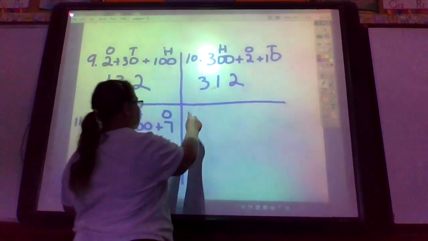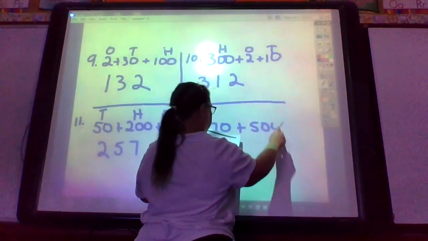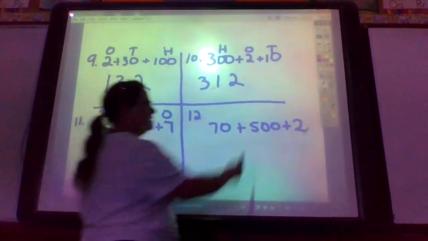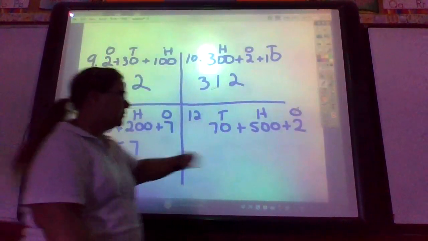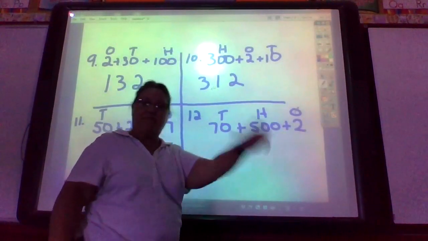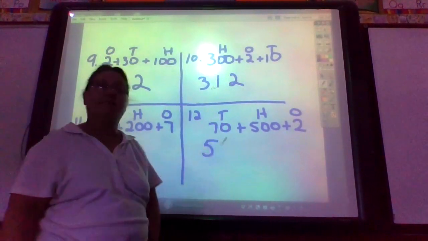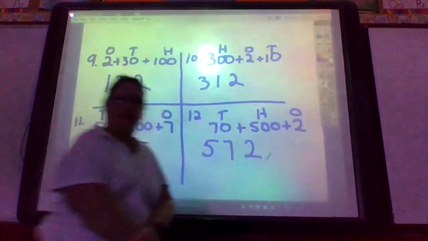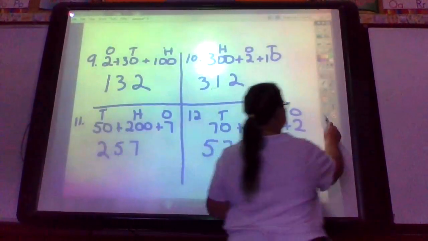Hey, let's do number 12. We have 70 plus 500 plus 2. That's not in hundreds, tens, and ones. Hundreds, tens, ones. They got it out of order. Let's get it in order. 500. I have 5 hundreds. 70. I have 7 tens. And I have 2 ones. 572. Okay? 572. Okay, not hard if you put them in order.